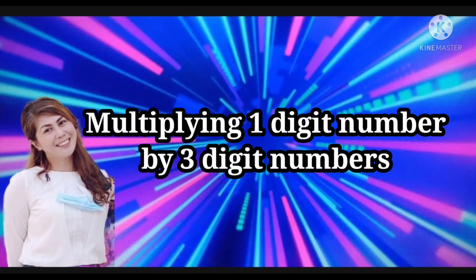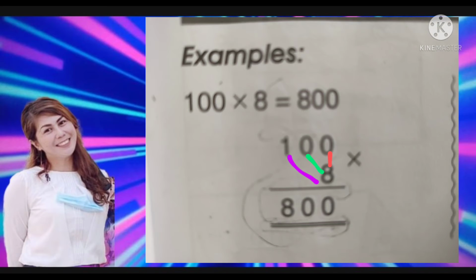For example, I have a given number, 100 multiplied by 8. We will do the ones place value first, which is 0. So 8 multiplied by 0. Always remember that any number multiplied by 0, the answer is 0. So bring down 0 and we will move to the tens place value. Again, 8 multiplied by 0, the answer is 0.